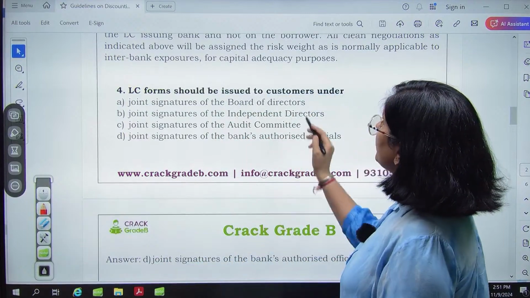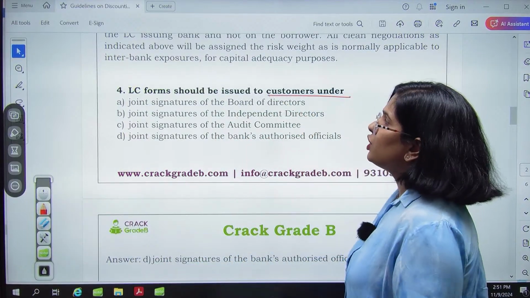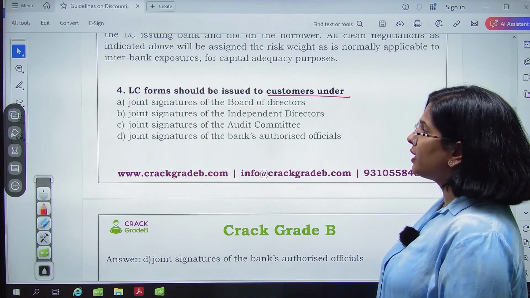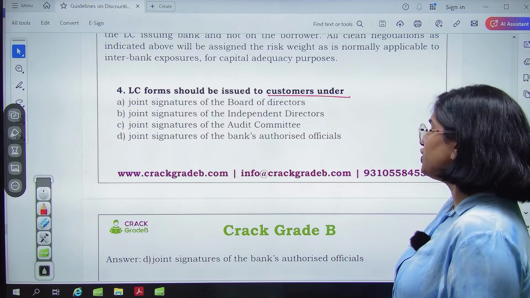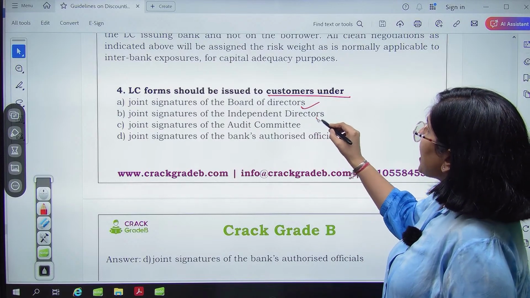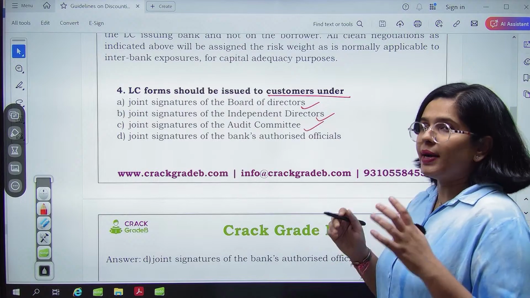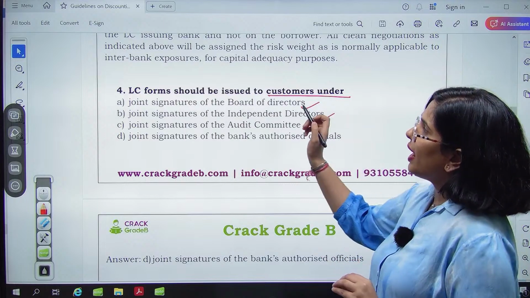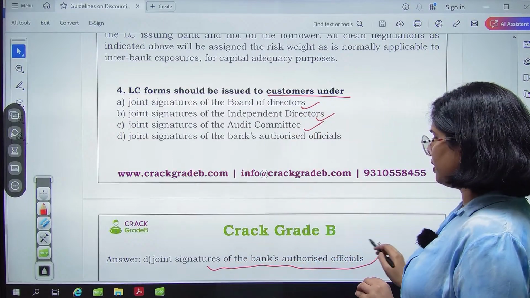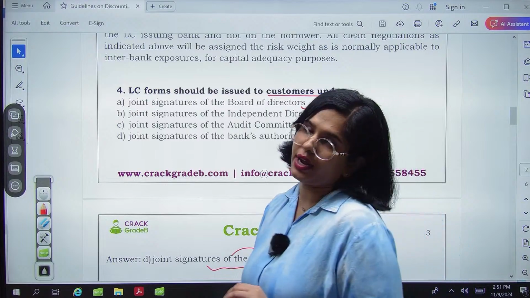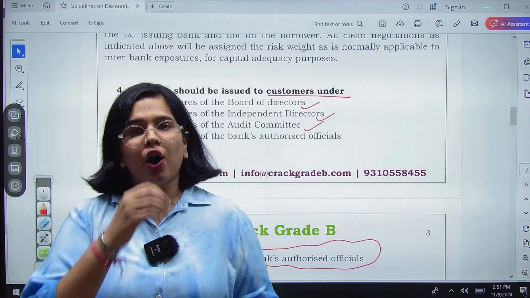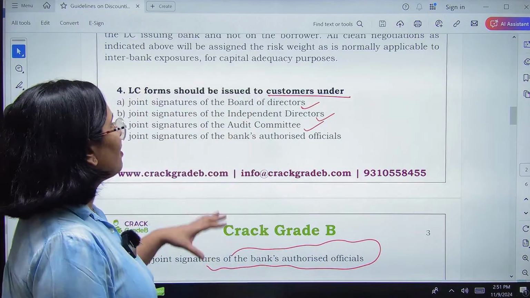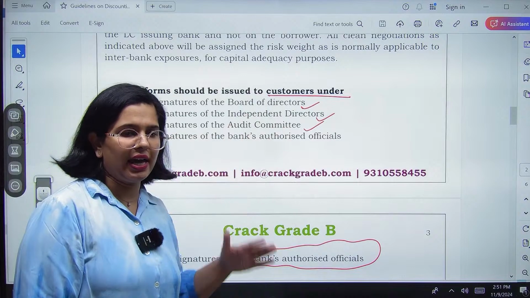LC forms should be issued to the customers under joint signatures of board of directors, joint signatures of independent directors, audit committee, and bank authorized officials. Now these things can confuse you, right? But over here it has been written in the guidelines that your LC forms can be under the signatures of bank authorized officials, who are authorized to sign such kind of documents. Here we do not have such restrictions of independent directors or audit committee.